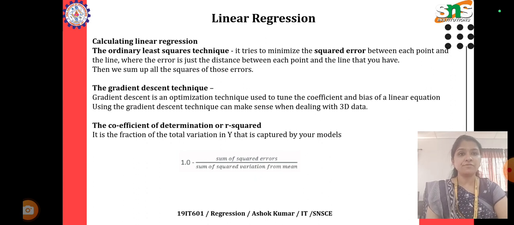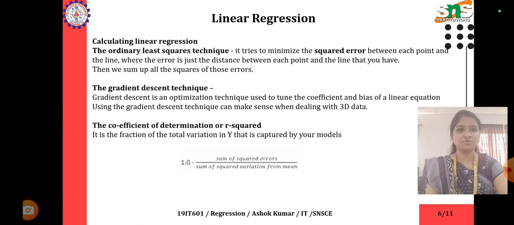The coefficient of determination or R squared. It is the fraction of the total variation in y that is captured by your model. It is 1.0 minus the sum of squared errors divided by the sum of squared variation from the mean.